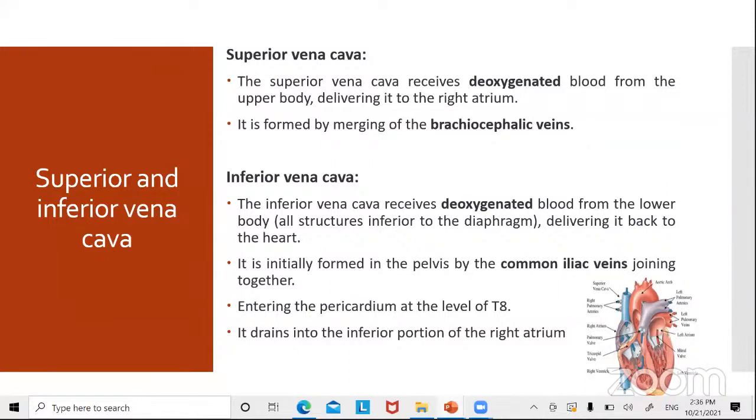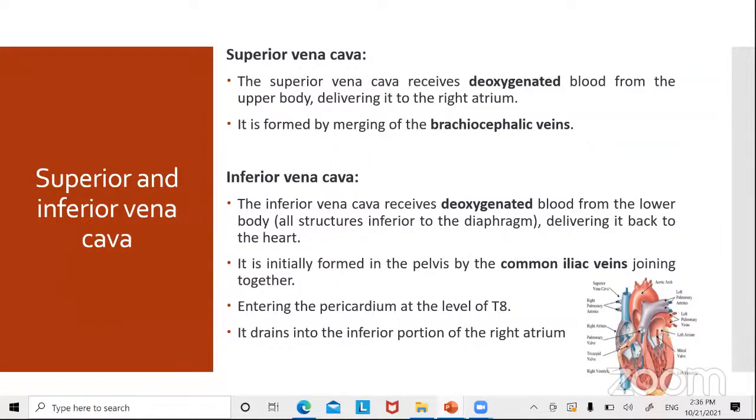The inferior vena cava receives deoxygenated blood from the lower body, so all the structures inferior to the diaphragm, delivering it back to the heart. It is initially formed in the pelvis by the common iliac veins joining together.